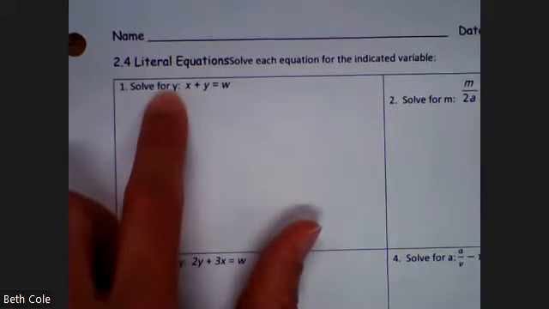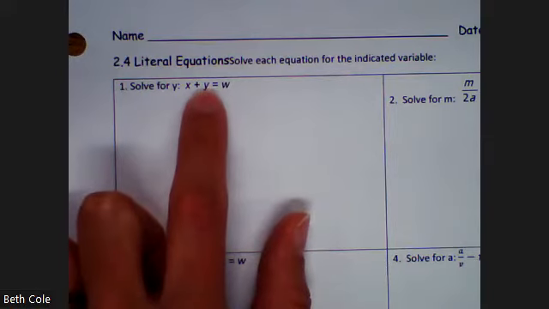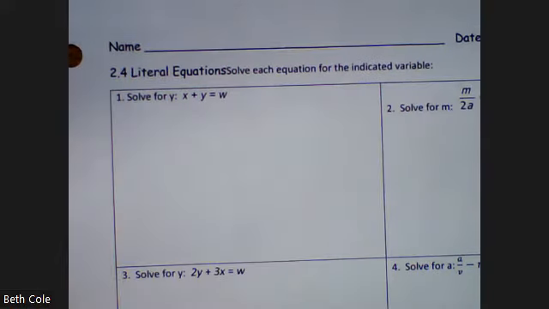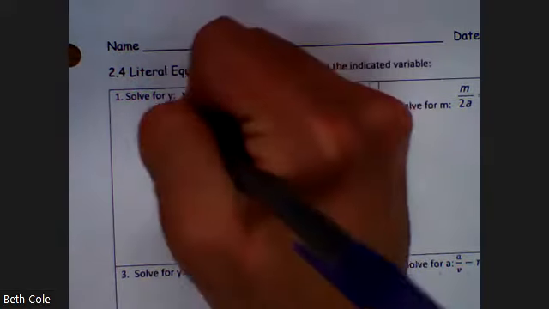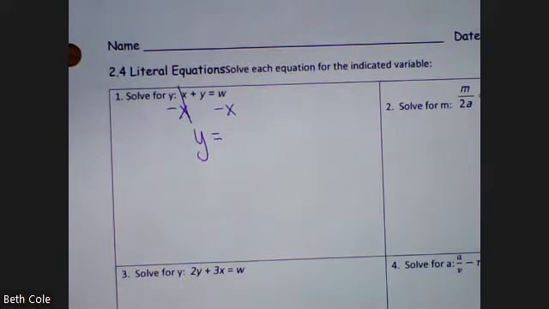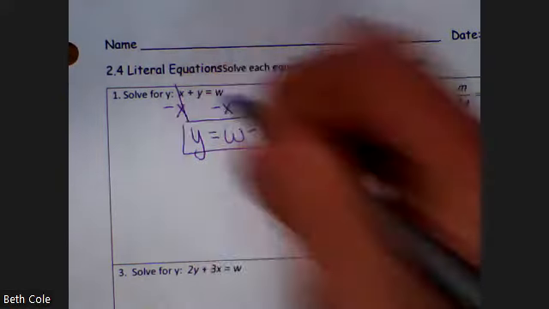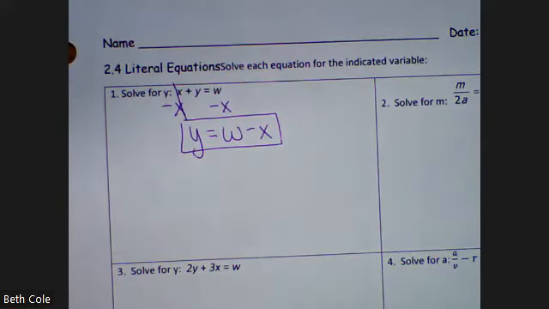It says solve for Y, so just be really careful. That means get Y by itself. So what would you do to get Y by itself? Good. Whatever variable it is you want to solve for, leave that one where it is. Move everything else away from it. So we're going to subtract X, and we would get Y equals W minus X. And that's what it is. Like, that's it. Is Y alone? Yes, we're done.